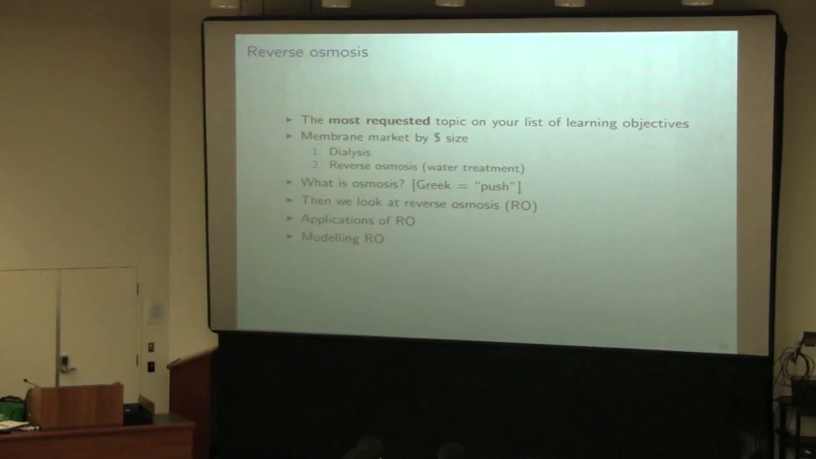Now, in terms of the membrane market, dialysis, the medical application, drives the membrane market predominantly, but reverse osmosis is a close second and catching up faster and faster in terms of percentage growth every year. There's higher growth for reverse osmosis for water treatment than there is for dialysis applications. So it wouldn't be surprising in a few years if those two switch positions and reverse osmosis for water dominates the whole membrane market in terms of dollar size.